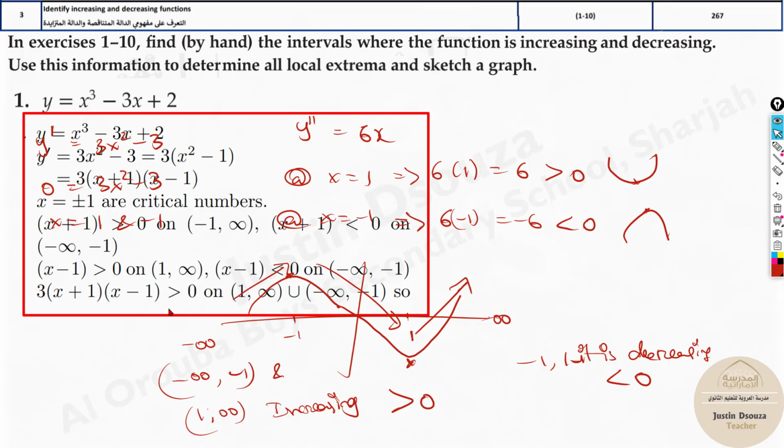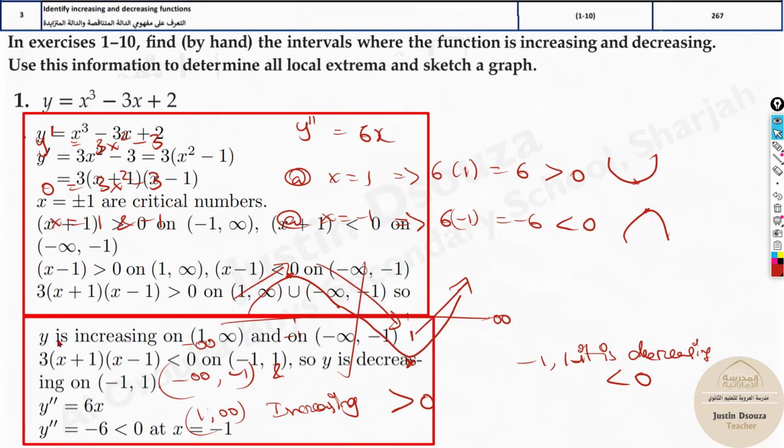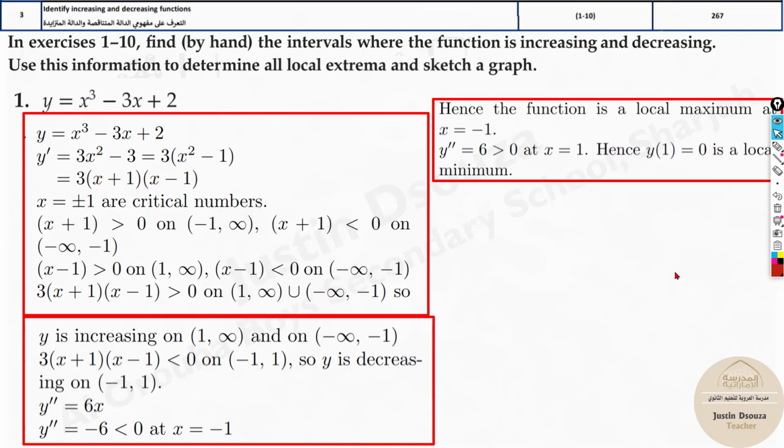That's it. So here you can see y is increasing. Where is it increasing? From 1 to infinity and minus infinity to minus 1. And where is it decreasing? Here they have told the technical term, less than 0 means it's decreasing, at minus 1 to 1. So that's the answer. Now, what if the graphs are given?